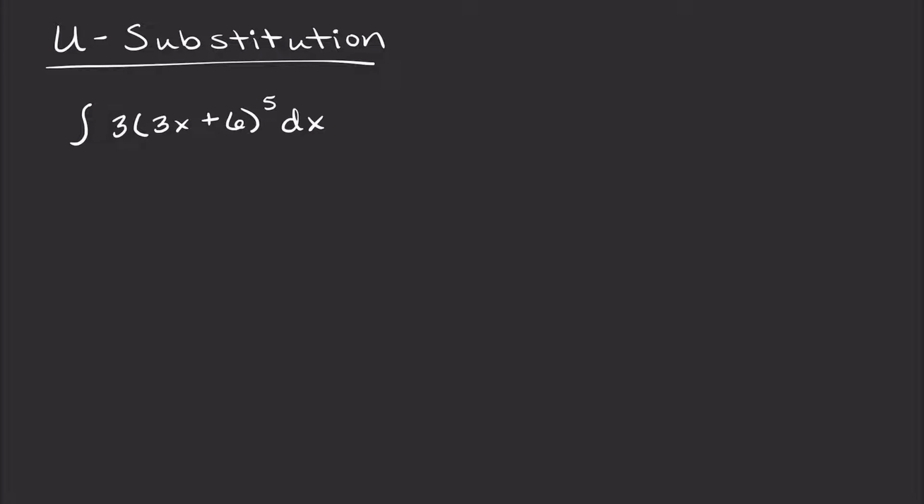For the first integral, we have the integral of 3 times (3x plus 6) raised to the fifth. For this, we need to identify what we want to use as our U substitution. We're going to let u equal everything in parentheses, 3x plus 6. Then we need to figure out our du. To do this, we take the derivative of u with respect to x, and this is going to just give us 3. Then we can solve for dx. If we multiply by dx and divide by 3, this is going to be du divided by 3.